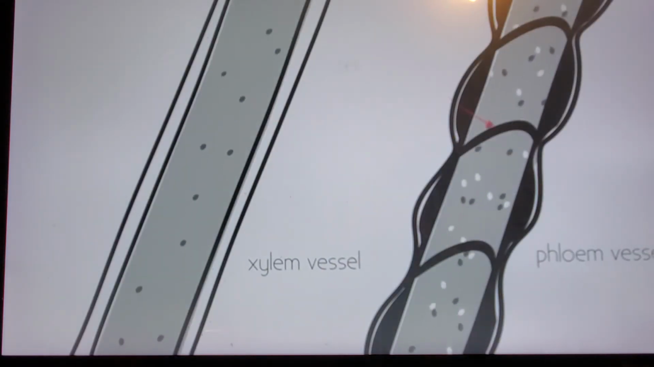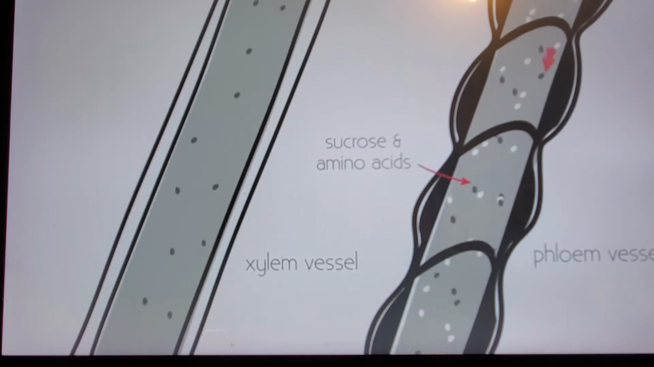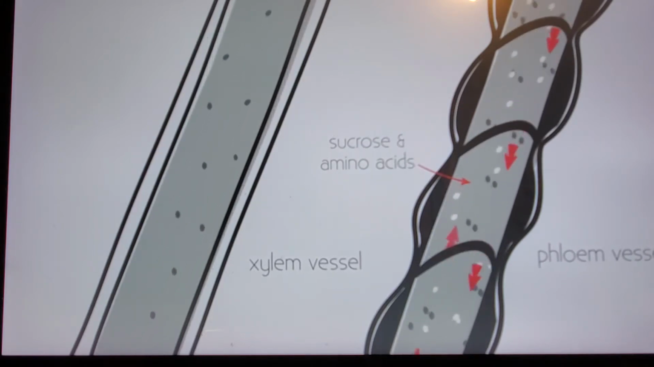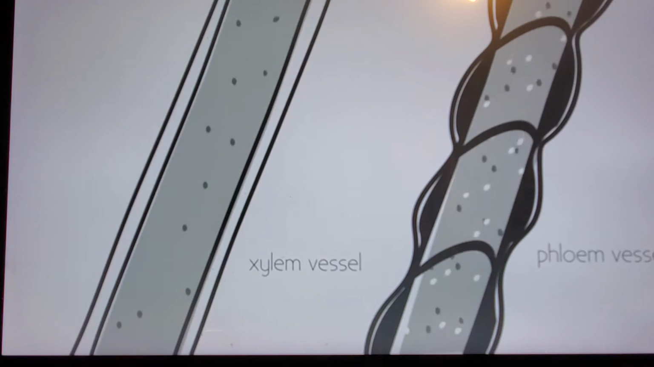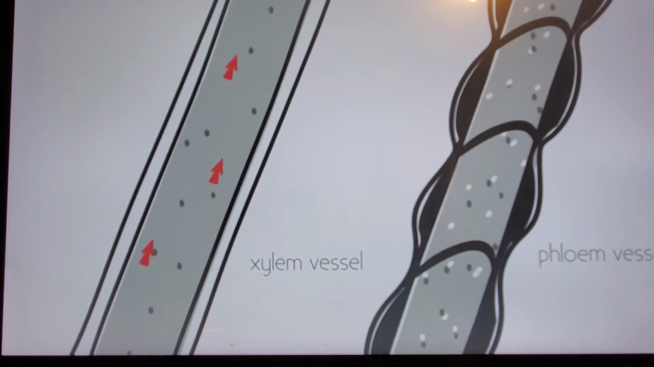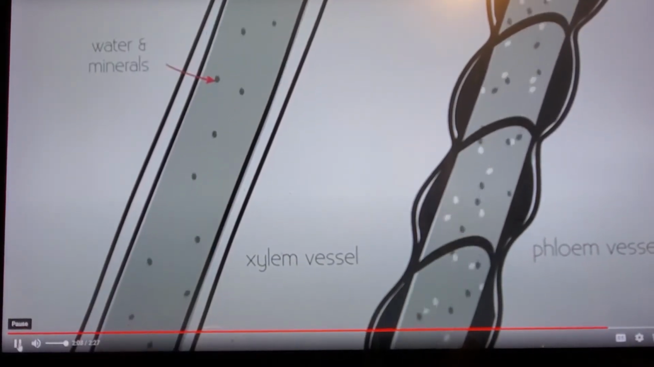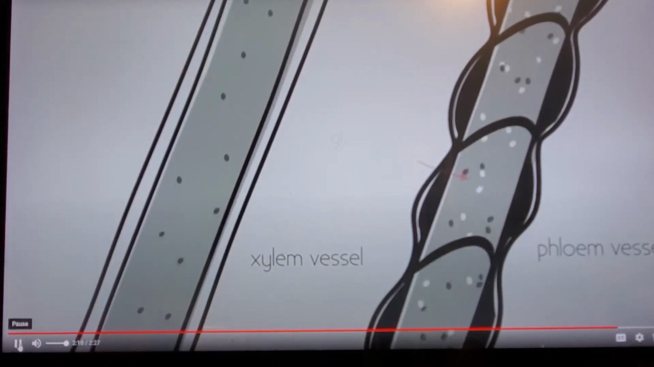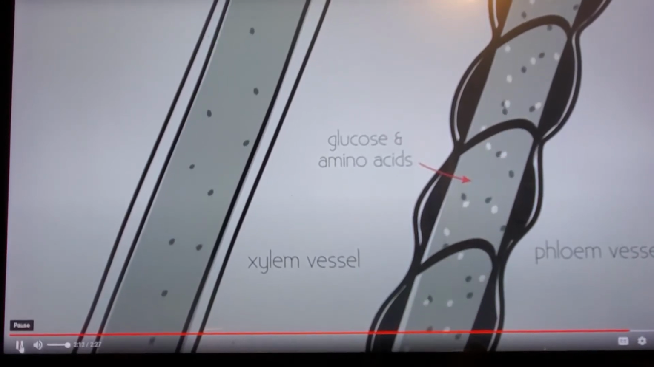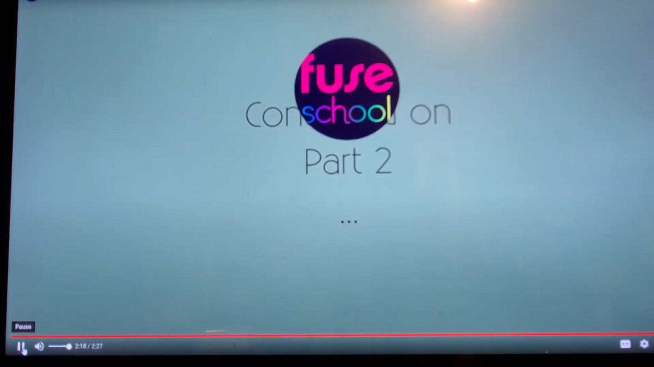The phloem vessels are made up of living cells. They transport sucrose and amino acids up and down the plant. That's glucose. Depending upon where they are needed. Whereas in the xylem, the movement is just one way, from the roots up to the leaves. So we know that water and minerals go up the xylem, and amino acids and glucose go up and down the phloem. But how? In the second part of this video, we're going to look at the xylem and transpiration.